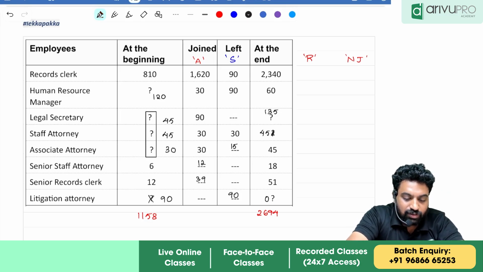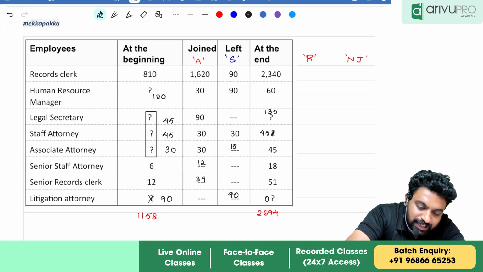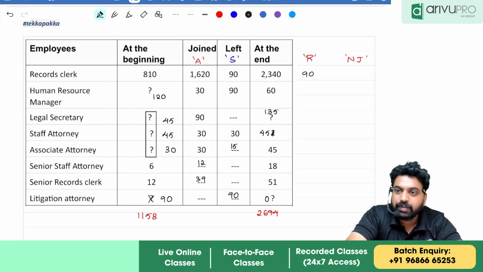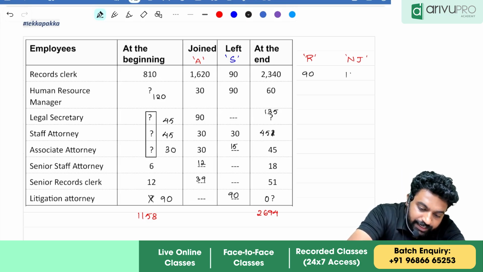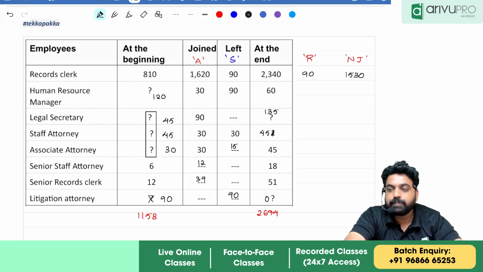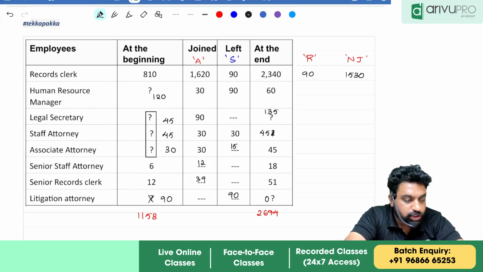Out of records clerk, 90 left, 1620 joined. That means first I will assume all the 90 are replaced because the question is silent about it. So all the 90 are replaced. On that we appointed 1530 for the new joinees. Understood? Next one you can see 90 left, separation 90.